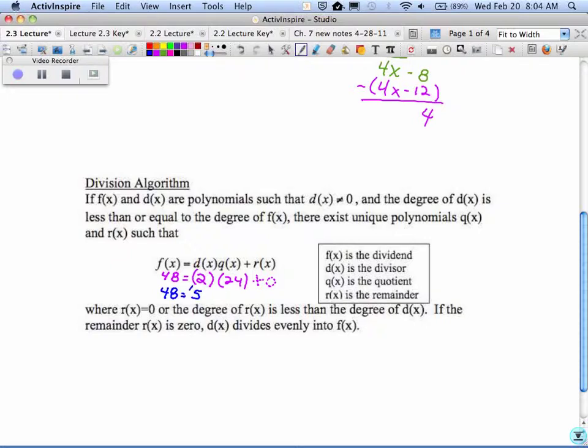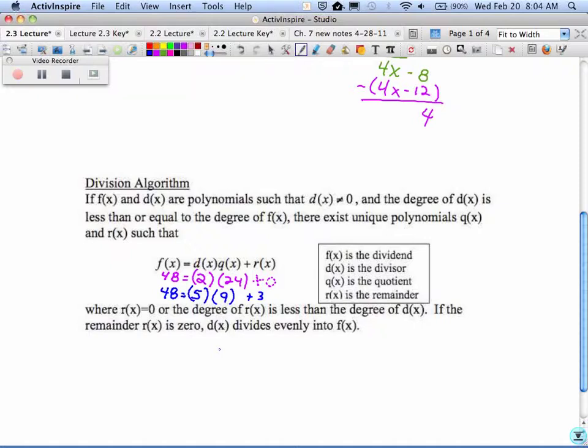So 5, if 5 is my divisor, 9 would be the quotient, because 5 times 9, that's the most 5s we can put in there, right? So that's 45. What's your remainder? Plus 3, maybe you'd say over there.